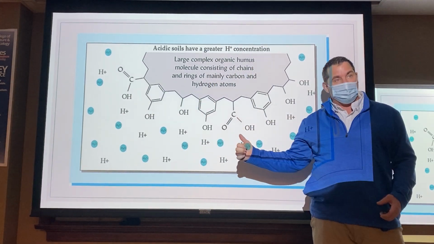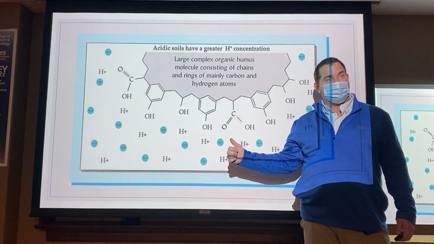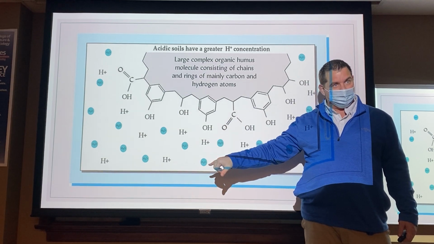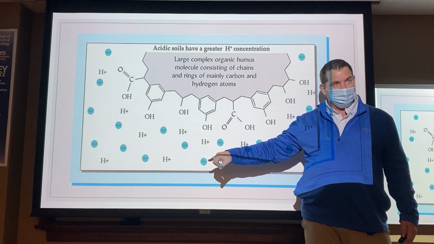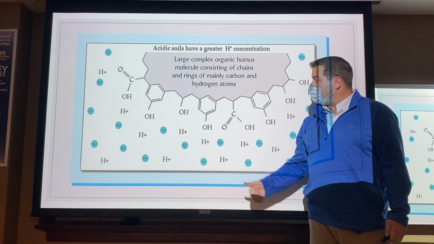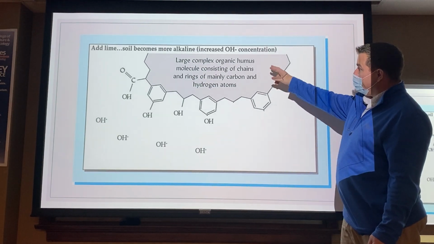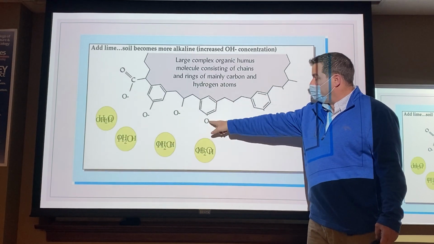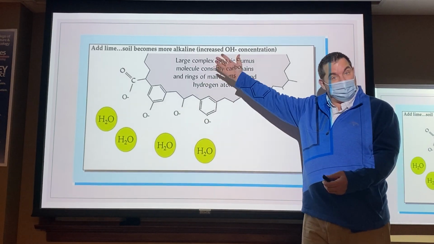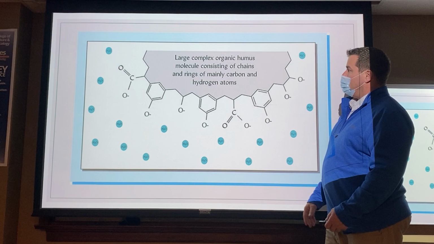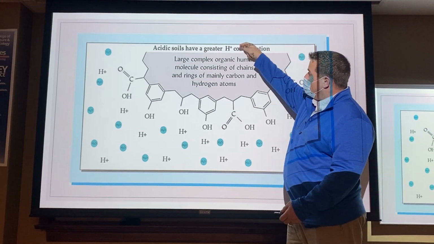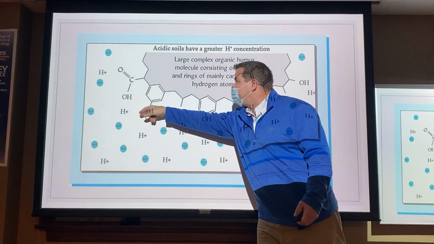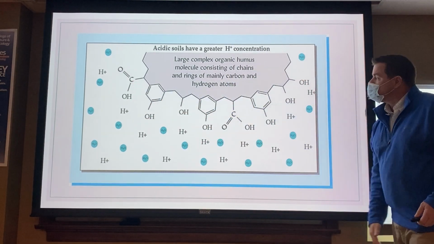So as our pH increases, our CEC, does it go up or does it go down? It would go up, right? Because when we add hydroxyls, the negative charge increases. When our soils become more acidic and the hydrogen concentration increases, we now have this neutralization.